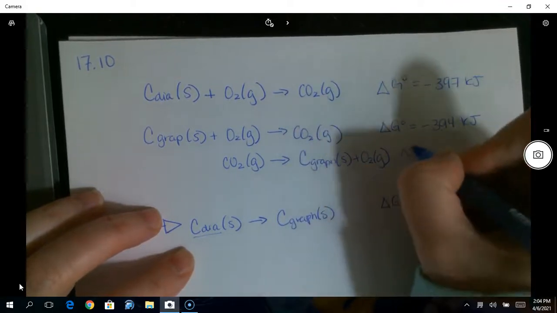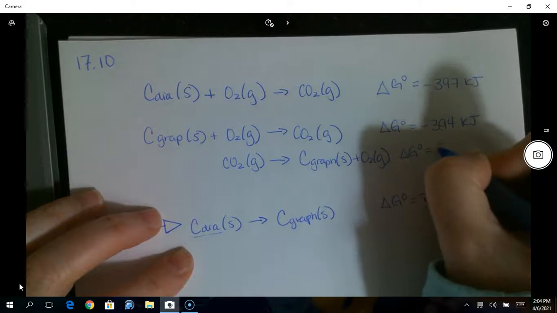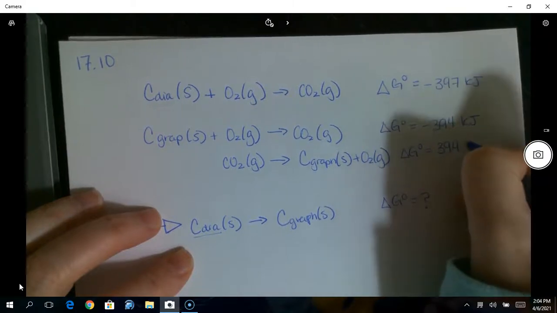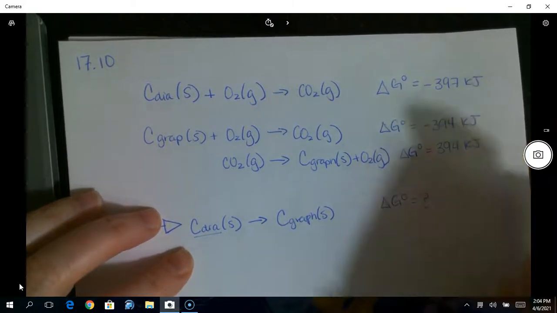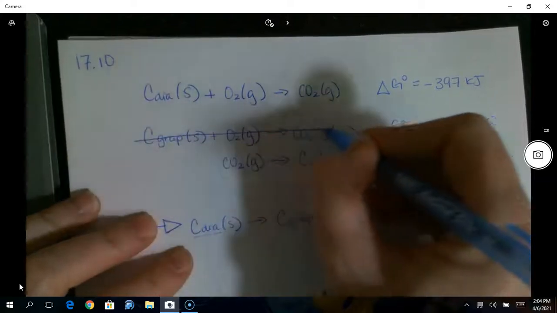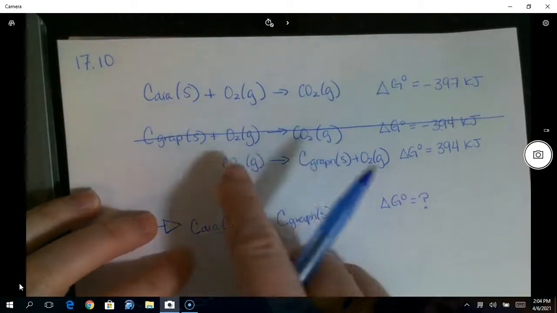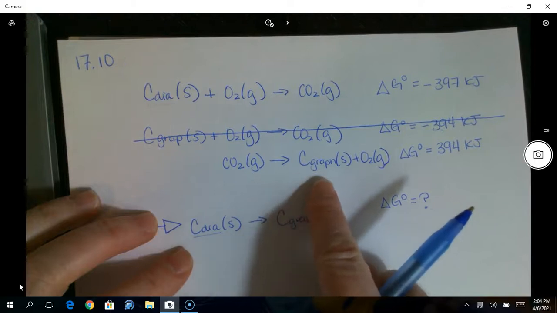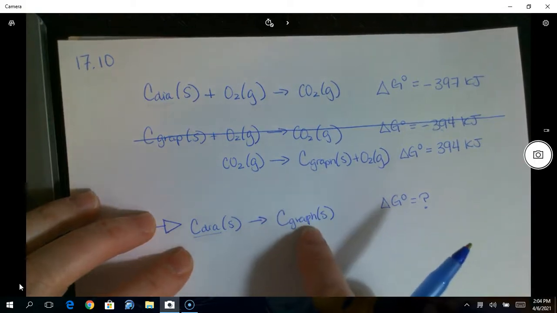And our Gibbs free energy for this reaction is going to have the opposite value because we flipped the equation. So we're getting rid of this. We flipped that to make our graphite a product, so it matches what we want.